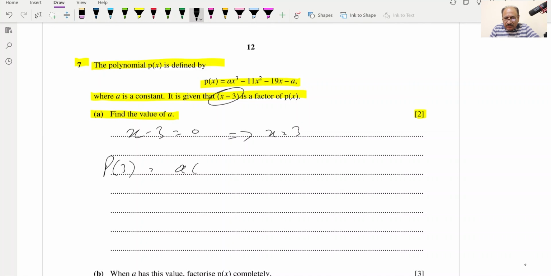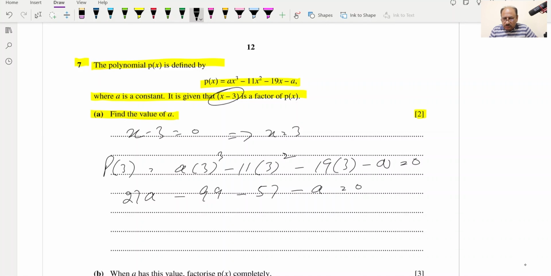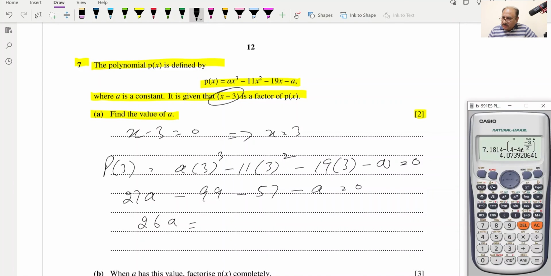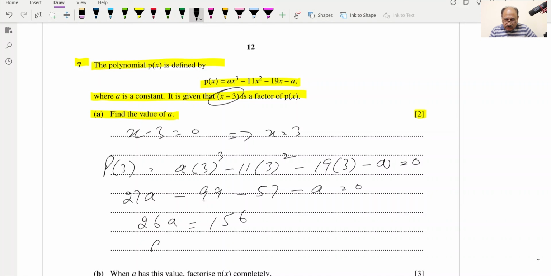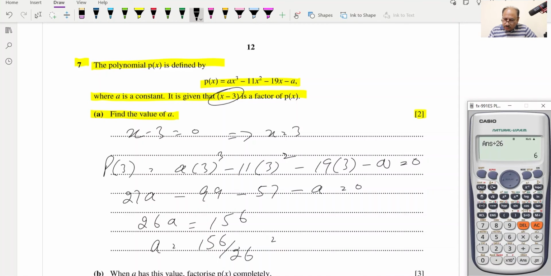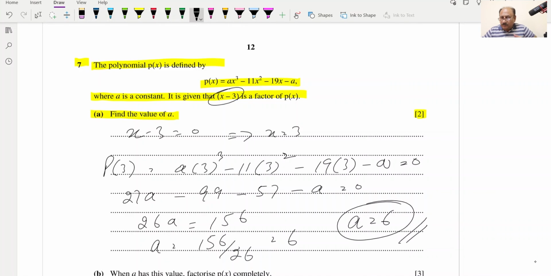So p of 3 will be what? a into 3 raised to the power 3, minus 11 into 3 raised to the power 2, basically square, and minus 19 into 3 minus a, and this will be equal to 0 by the factor theorem. So now we can write this as 27a, minus 99, and minus 19 into 3 which is 57, and minus a is equal to 0. Adding like terms, 26a, and we can shift to the other side. This will be equal to 99 plus 57, which is 156. So a will be equal to 156 divided by 26, which is 6, and the value of a is equal to 6. This will be our answer for this part.